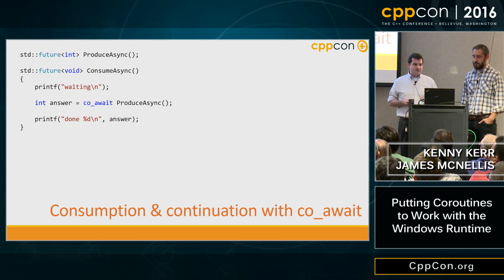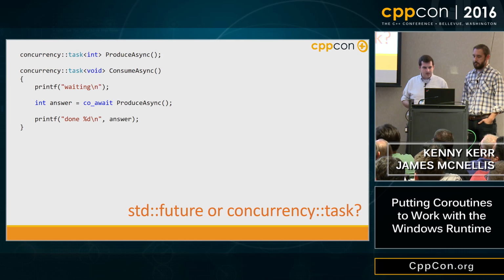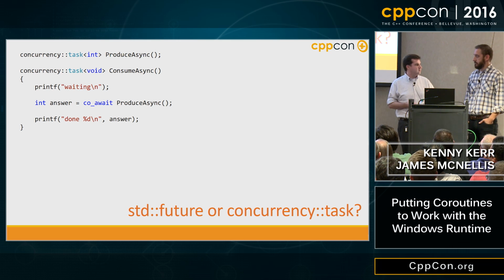Additionally, we don't actually have to use std future for this. We could use another type for encapsulating work. So for example, in the Microsoft implementation, we also have a concurrency task type, which is part of the PPL library. This has some extra efficiency improvements over std future, especially on the Windows platform, where we can utilize some knowledge that we have about the underlying platform and thread contexts.